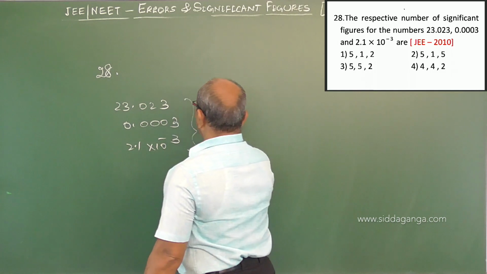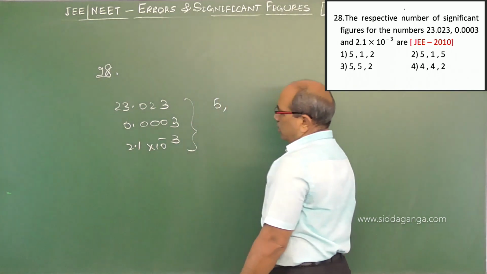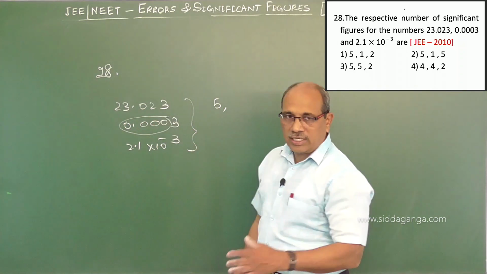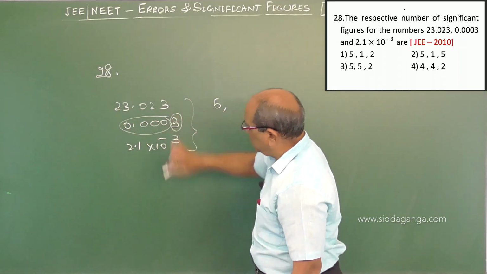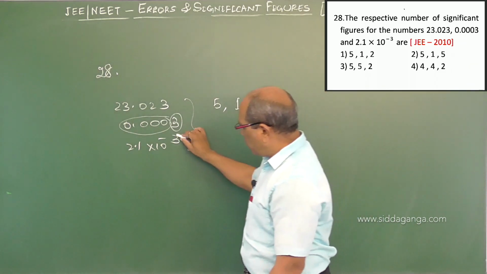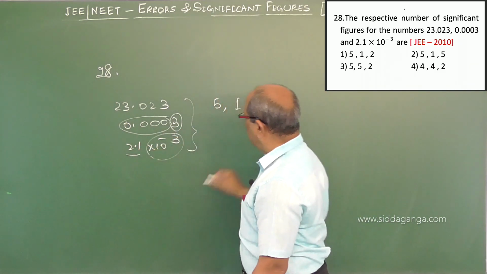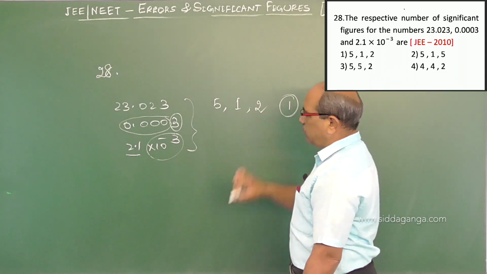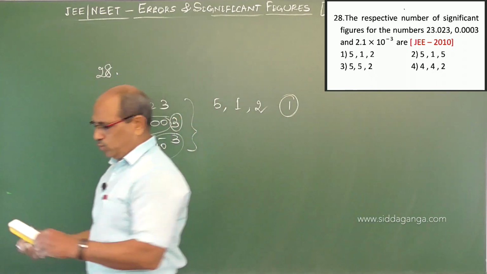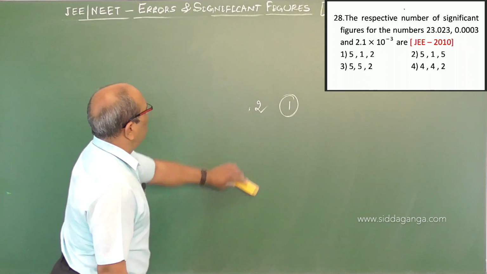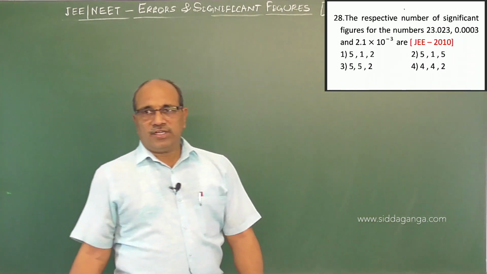3 plus 2, that is 5, is the first one. Any zeros to the left of non-zero digits are left off. The first non-zero digit is the first significant figure, so 0.0003 has only 1. Powers cannot affect it; in 2.1 into 10 power minus 3, there are only 2 digits. Therefore the possible answer is the first one: 5, 1 and 2 significant figures. Coming to the next.